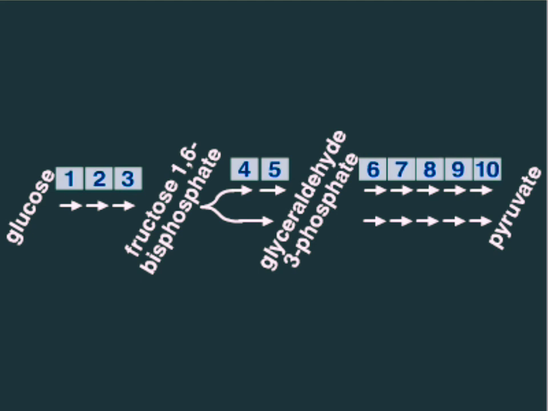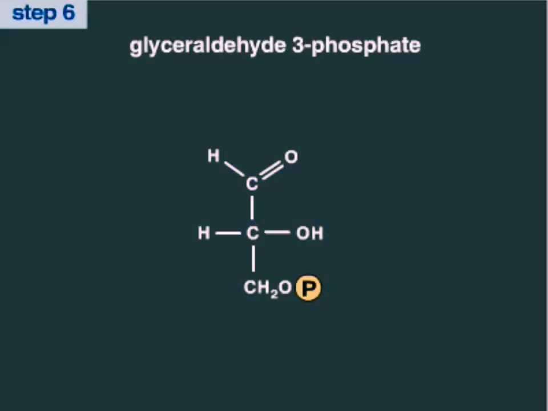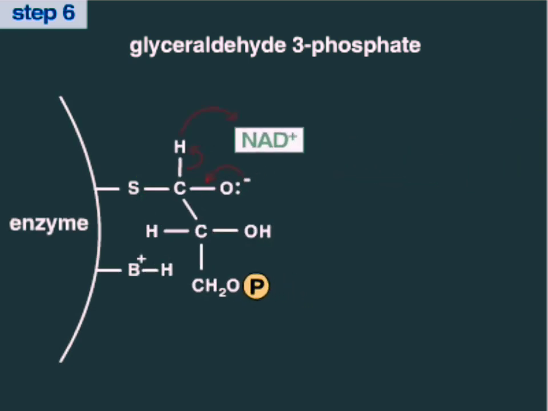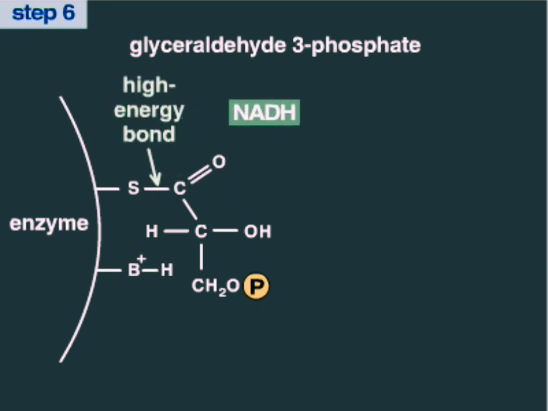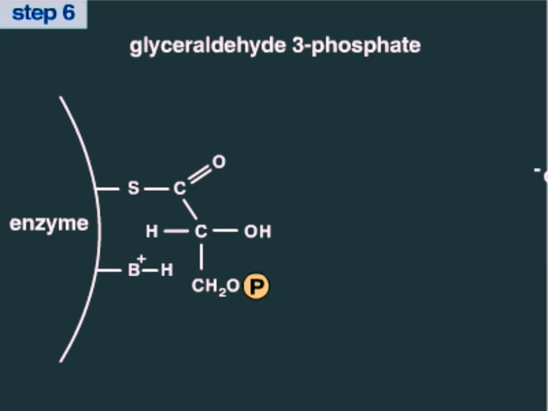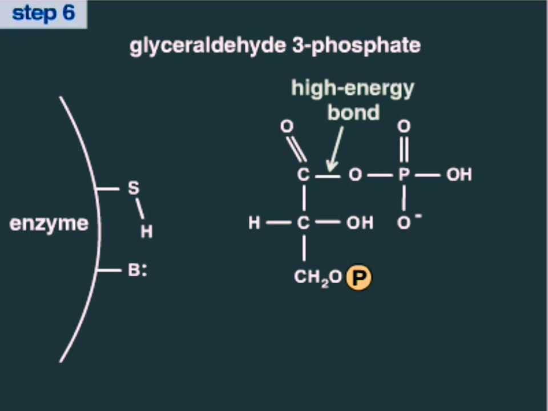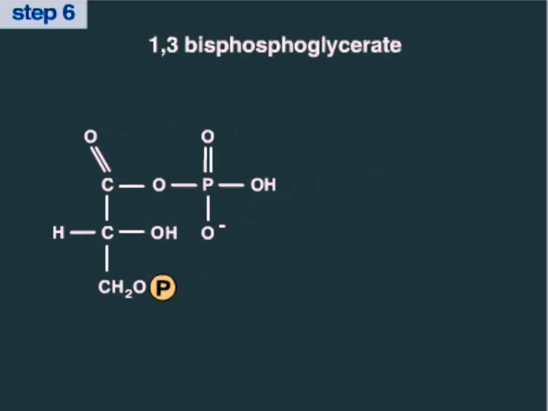These are the energy generation steps of glycolysis. In step 6, the enzyme glyceraldehyde 3-phosphate dehydrogenase uses NAD to oxidize glyceraldehyde 3-phosphate. The resulting molecule is connected to the enzyme by a high-energy thioester bond. A molecule of inorganic phosphate displaces the high-energy thioester bond, forming a high-energy acyl anhydride bond. The resulting molecule is 1,3-bisphosphoglycerate.